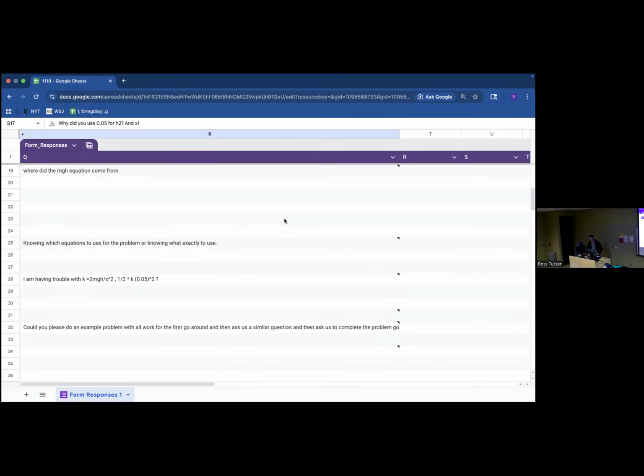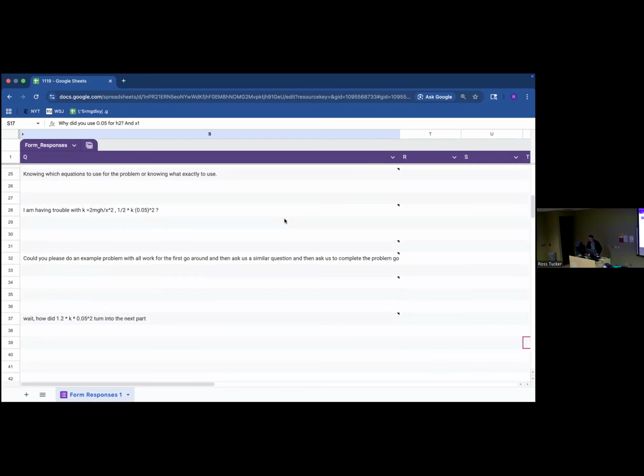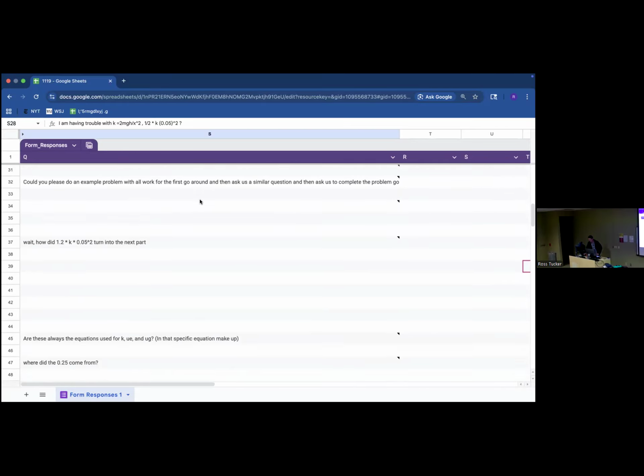We deduced that. Knowing which equations to use for the problem: there is only one equation to use. You need to know what kinetic potential and spring potential and gravitational potential are. You need to know what work is. But there is only one equation that you apply for every problem in this module. Initial energy equals final energy plus other works, all other works. There are no other works, so we just said initial equals final. Okay, so having trouble with solving for K. We'll do that in a second.